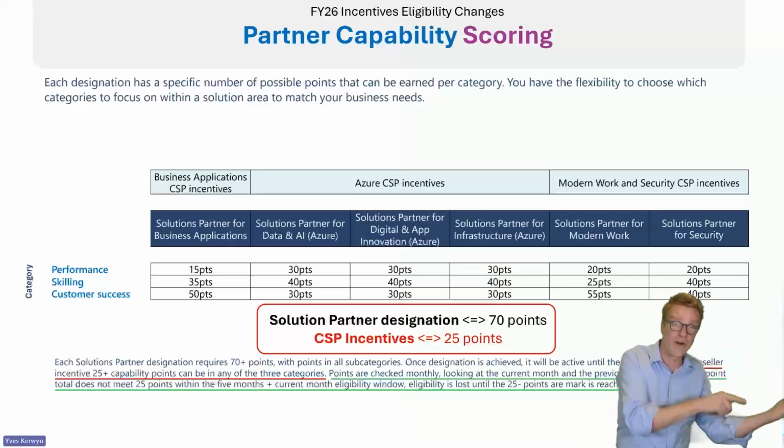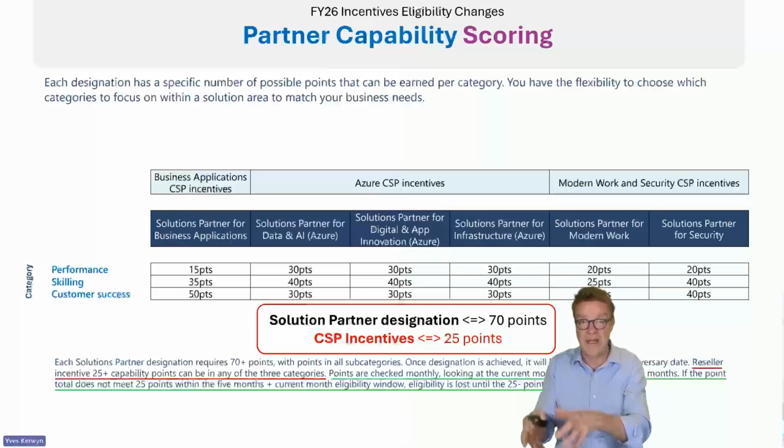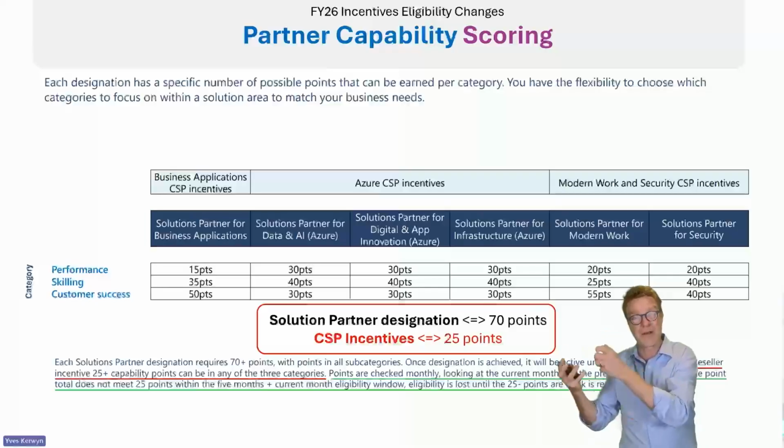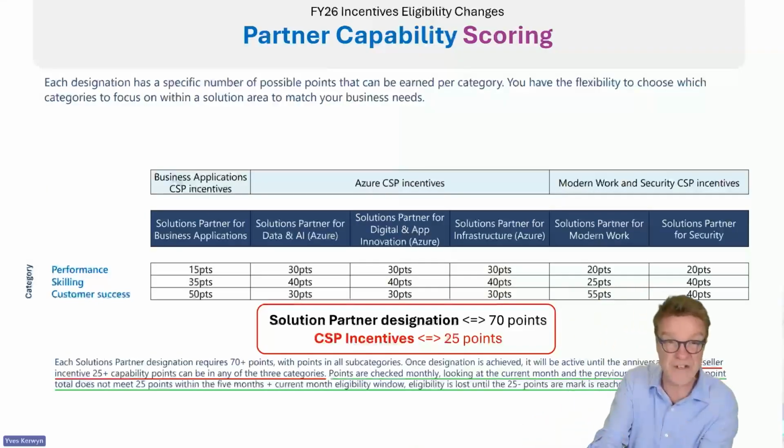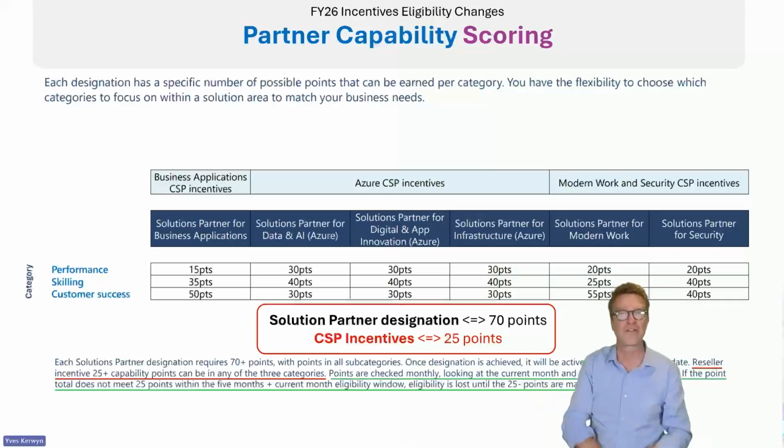So again, why do I tell this? If you go from SPLA to CSP and you want to get incentives from the ACR you're generating, these are the rules. Okay.